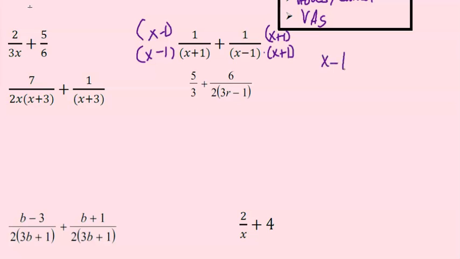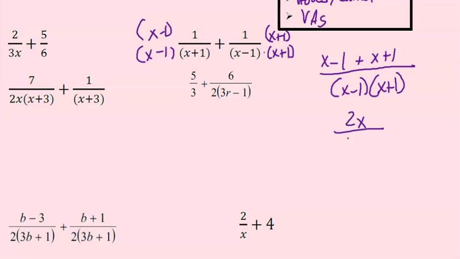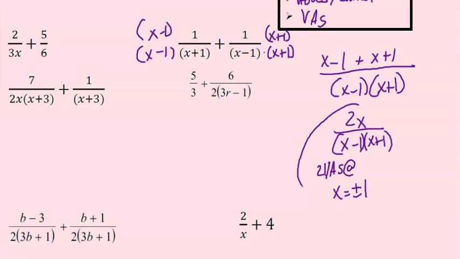So then we have x minus 1 plus x plus 1 all over x minus 1 times x plus 1. Combine like terms, we have 2x over x minus 1 and then x plus 1. Doesn't look like anything cancels, but we do have two VAs: x equals plus or minus 1. So your excluded values is x can't equal a positive 1 or a negative 1.